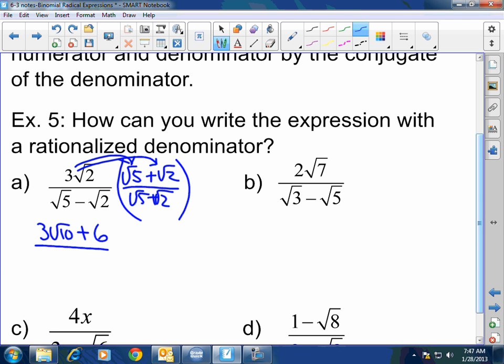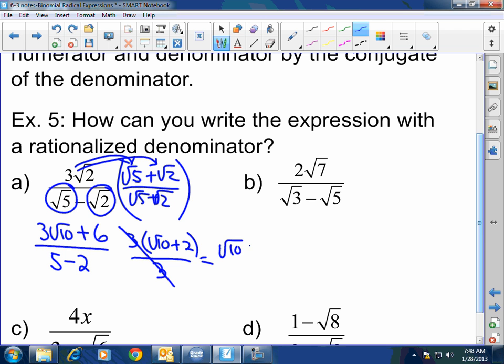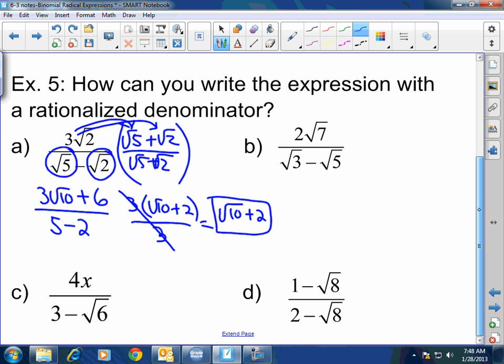Or we could use the fact that this is very similar to a difference of squares. It is a difference of squares, but involving radicals. So square the first term, that's going to be 5, minus square the second term, that's going to be 2. So I'm going to factor out a 3 from the top. I'm going to get 3 times the square root of 10 plus 2 divided by 5 minus 2 is 3. And I've got square root of 10 plus 2. I'm done. There are no radicals in the denominator. Life is good. Let's do another one.